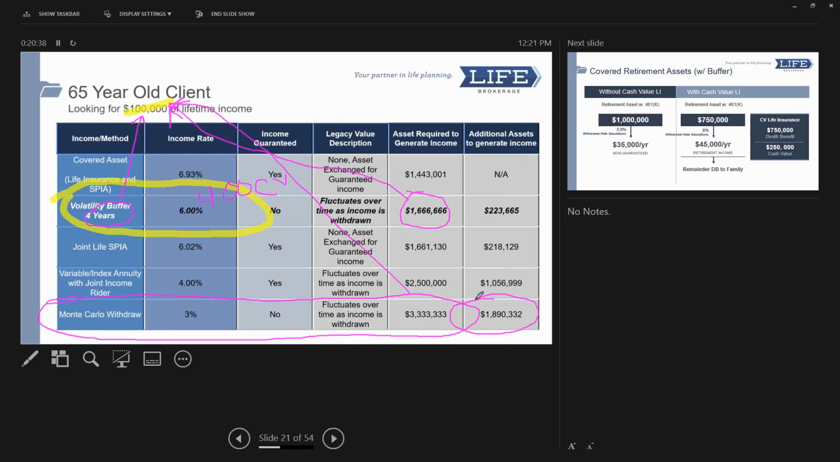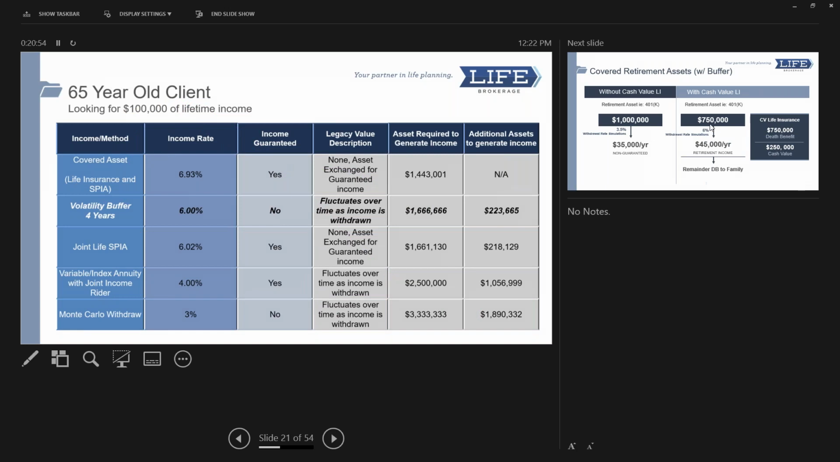So if you're stretching clients' assets into maximum income with more predictability and better guarantees with additional tax-favored treatment, having the buffer asset is far better than not having the buffer asset.